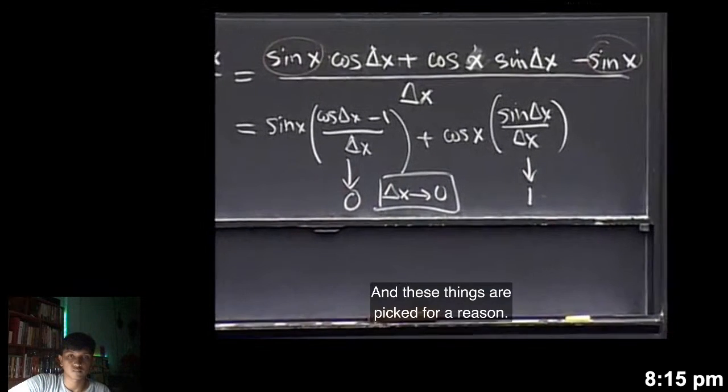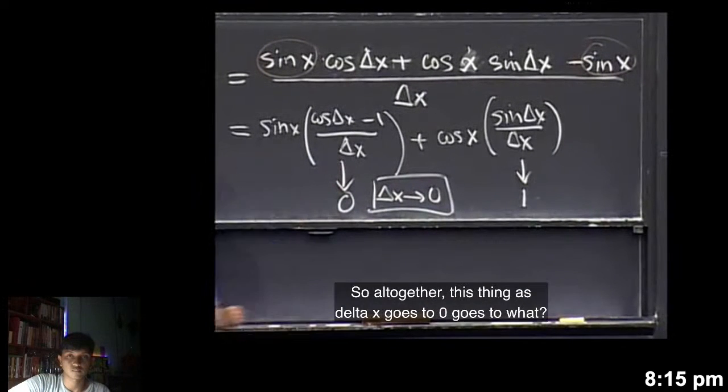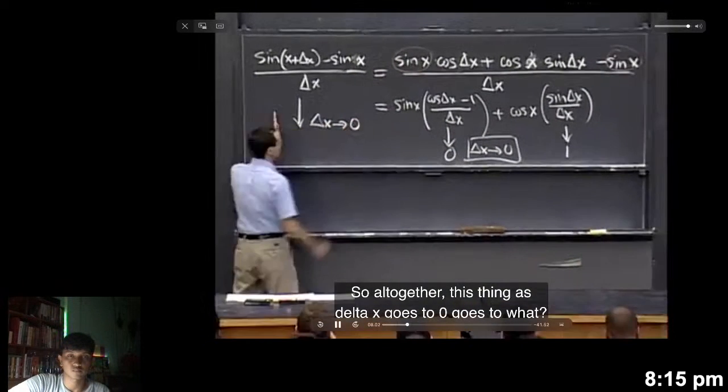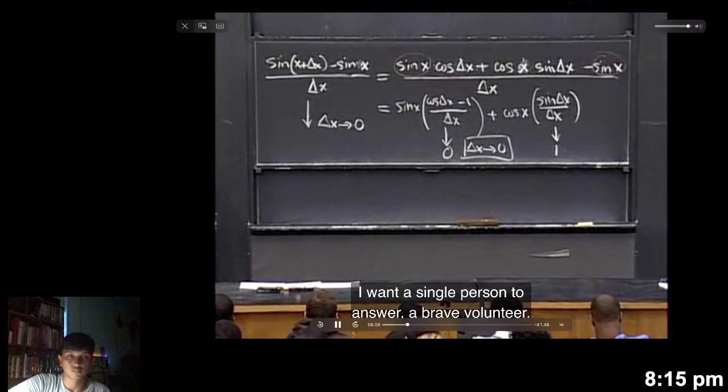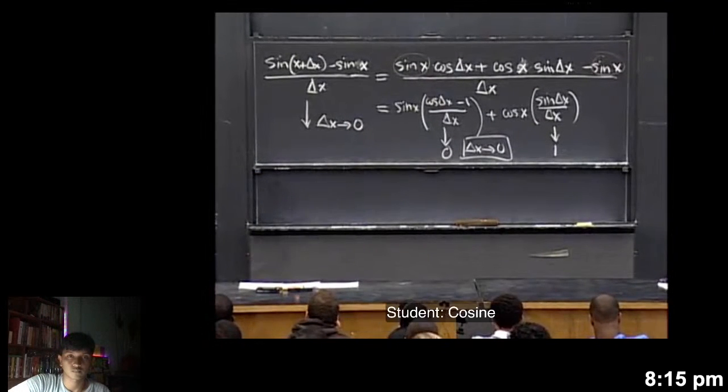So altogether, this thing, as delta x goes to 0, goes to what? I want a single person to answer. Great volunteer. All right, right back there. Cosine. Because this factor is 0, it cancels, and this factor has a 1, so it's cosine.